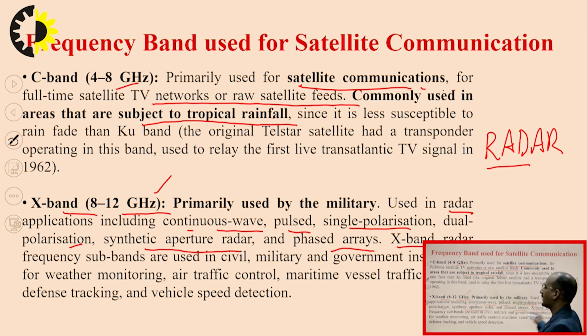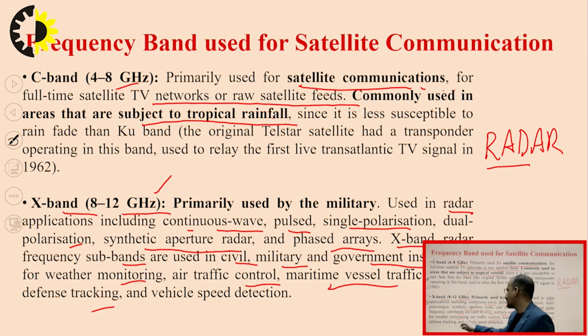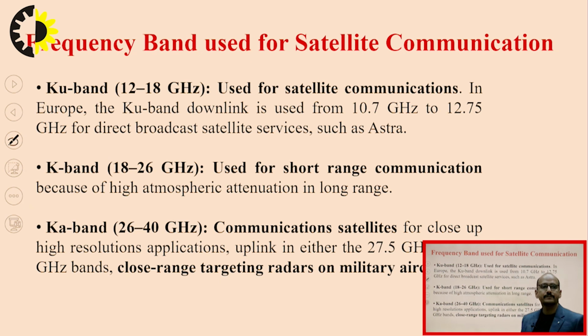Also, X band radar frequency sub-bands are used in civil, military and government institutions for weather monitoring, air traffic control, maritime use, traffic control, defense tracking and vehicle speed detection. You can see at traffic points many times that a small vehicle speed detection radar is mounted on a Gypsy to monitor the speed of moving vehicles. That is working on a sub-band of the X band radar. That is the commercial use of the X band.